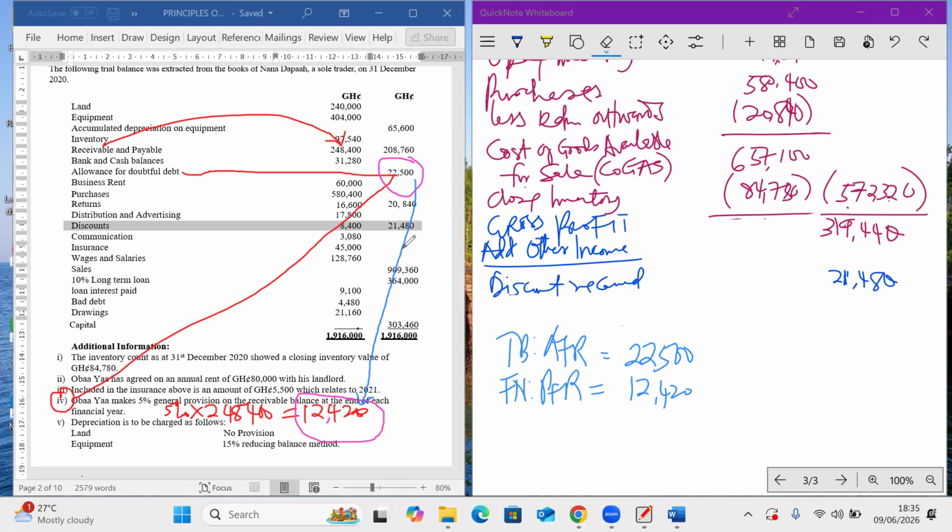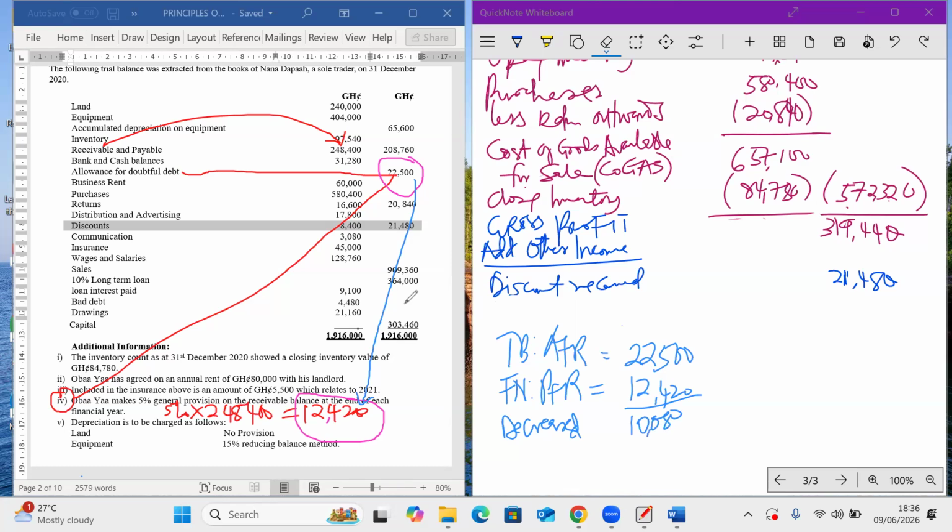It has decreased. It's 22,500 at the beginning of the year, and as at the end of the year, it is 12,420. So by what amount has it decreased? Find the difference. 22,500 minus 12,420 is 10,080.